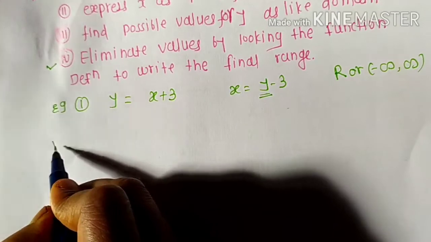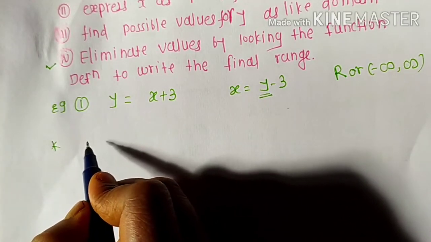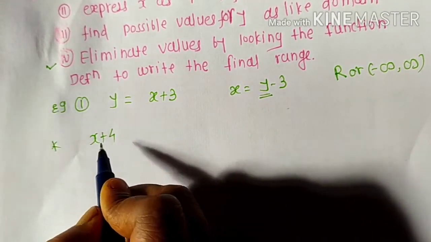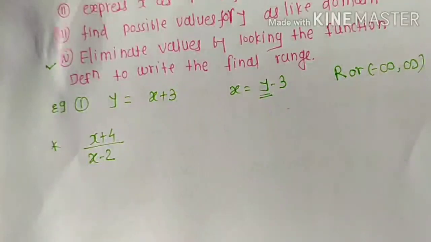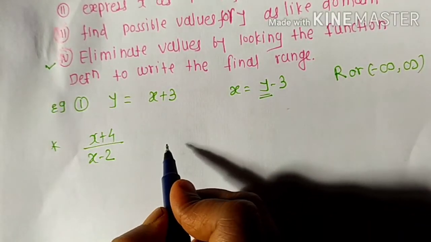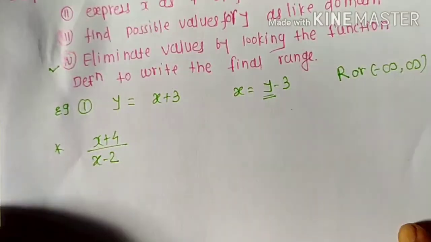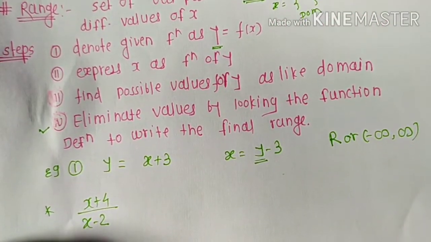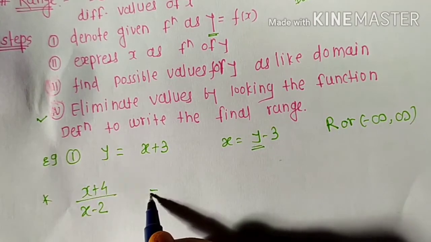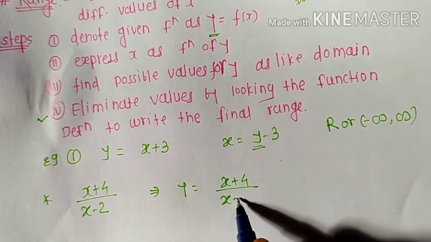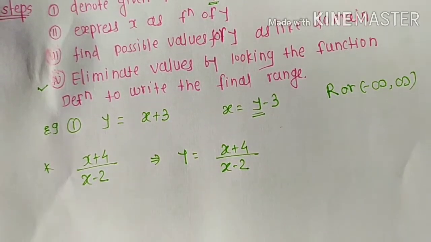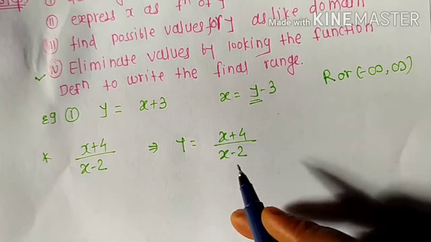Next example we consider here. Find the range of x plus 4 divided by x minus 2. Okay, this is our given example. Then to find the range for this, by our steps, we denote the given function as y, so y is equal to x plus 4 divided by x minus 2. Then after denoting this as y, we have to express x as a function of y.